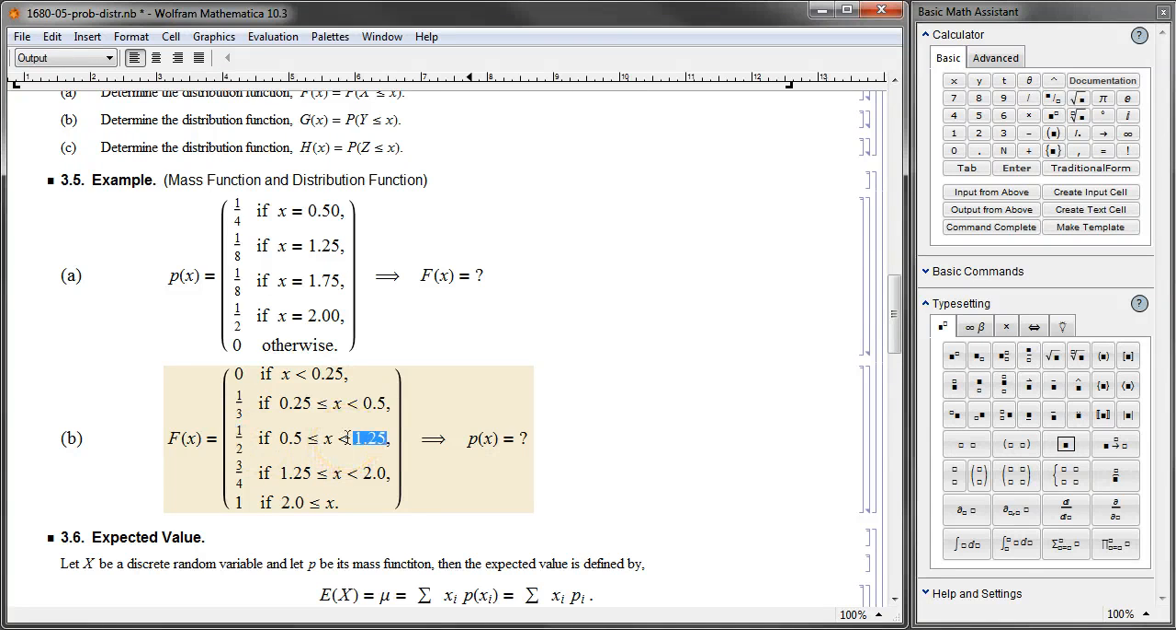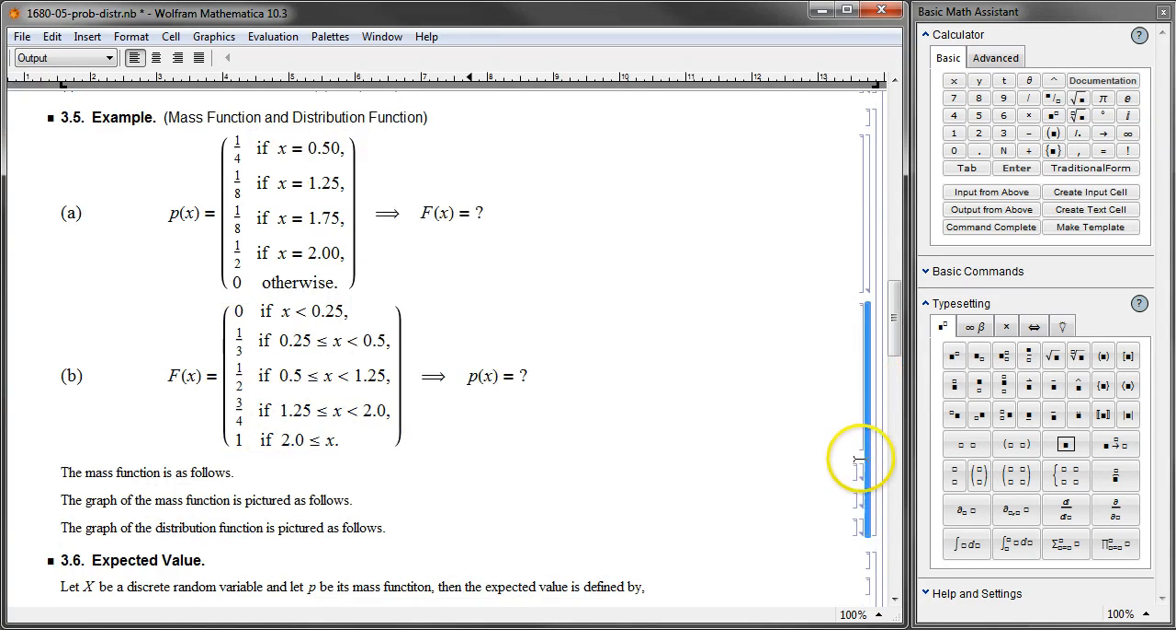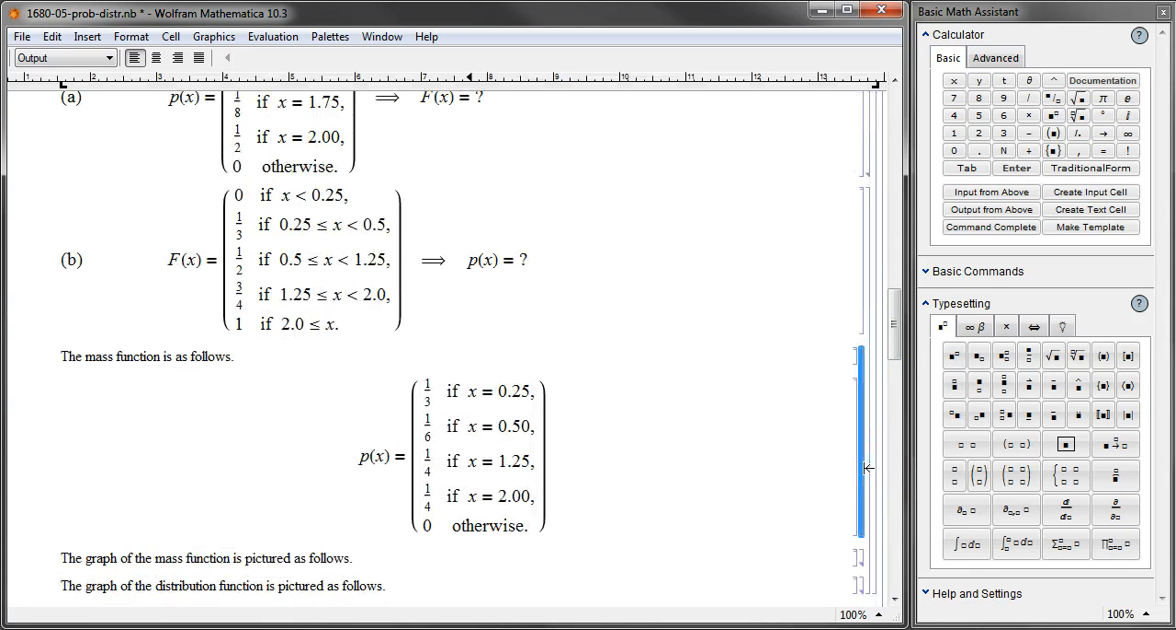Next breaking point is 1.25. Something kicked in. 1/2 became 3/4. The accumulation became 3/4. So what kicked in? Taking the difference, you can get 1/4. Finally, 2.0. That's the breaking point. And accumulation is 1. It was 3/4 before. So how much kicked in? The difference is going to be 1/4. In short, we get something like this.